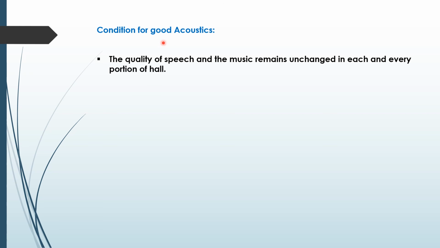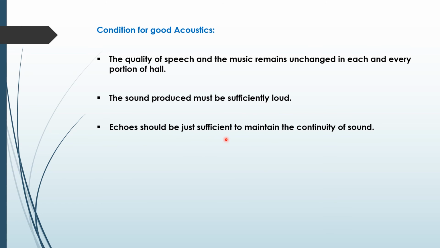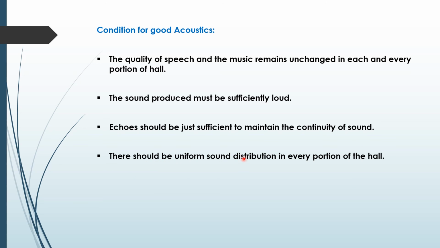The condition for good acoustics is that the quality of speech and music remain unchanged in each and every portion of the hall. The sound produced must be sufficiently loud. Echo should be just sufficient to maintain the continuity of sound. There should be uniform sound distribution in every portion of the hall. The walls should be soundproof to avoid external noise in the hall. So using these techniques, we can overcome bad acoustics.